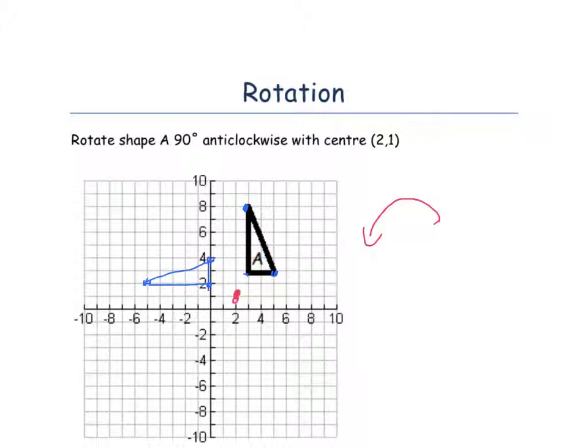Now, as I said, you can use tracing paper in the exam, and I advise that you do that. You also need to draw your rotated shape using a pencil and ruler.